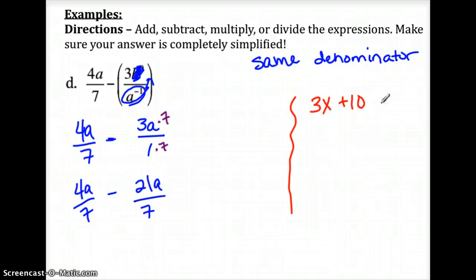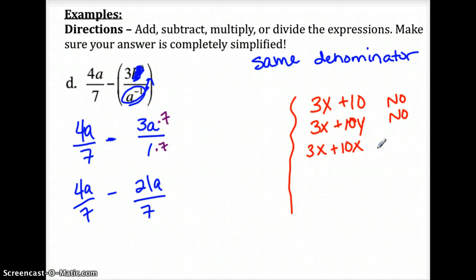3x plus 10, would I be allowed to add them? No, they're not like terms. What about 3x plus 10y? Could I add those in any way? Again, we would say no. What about 3x plus 10x? Now those, because they're the same letters, I can add. So 3x plus 10x would equal 13x. Notice how the variable did not change, just the numbers in front, 3 and 10.